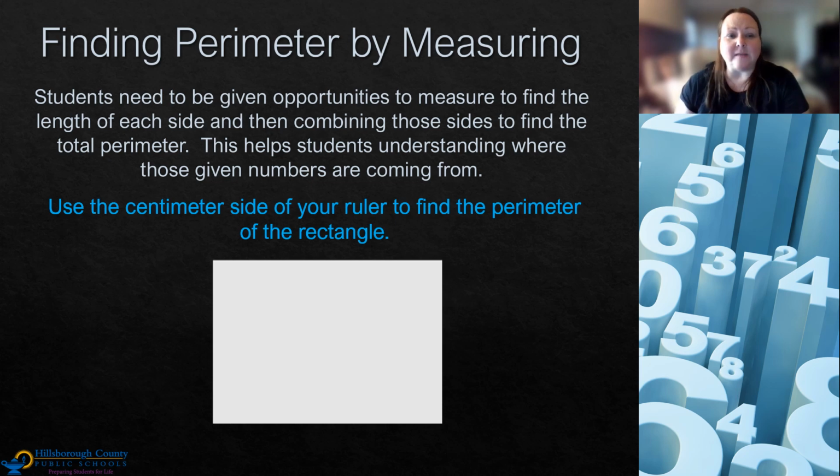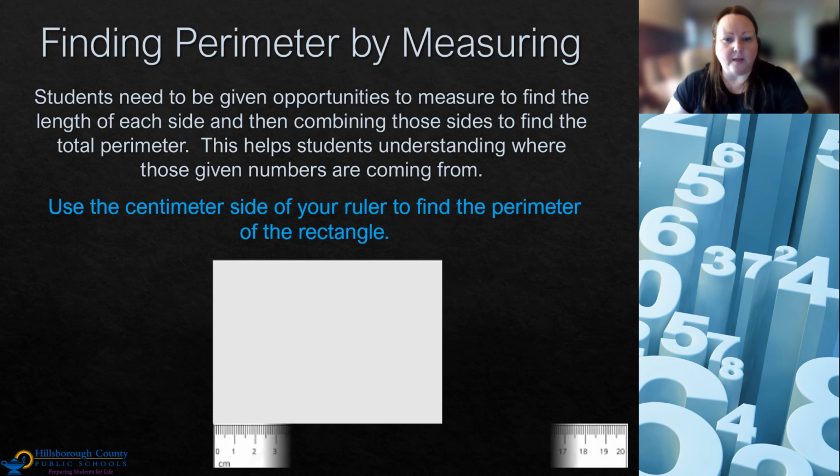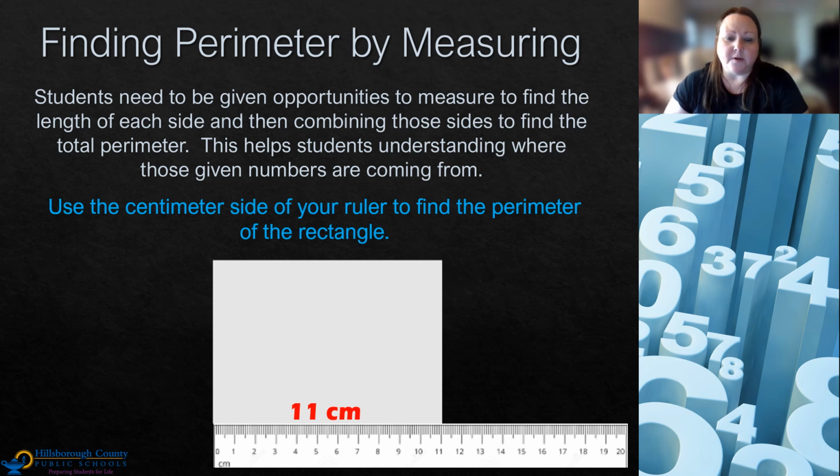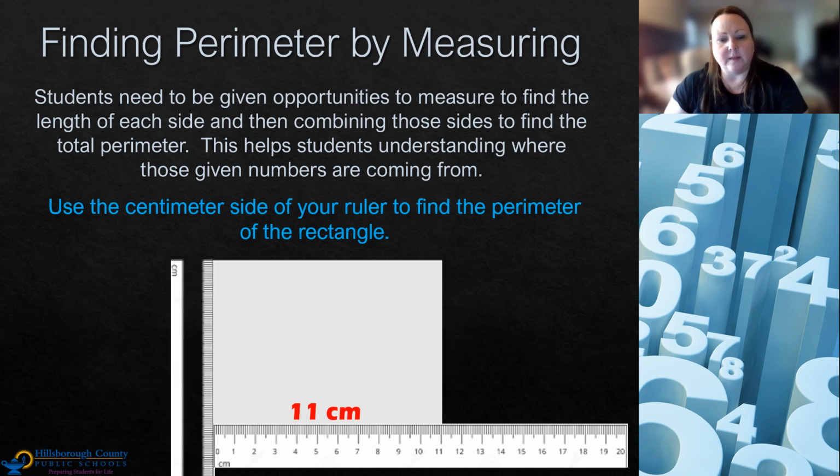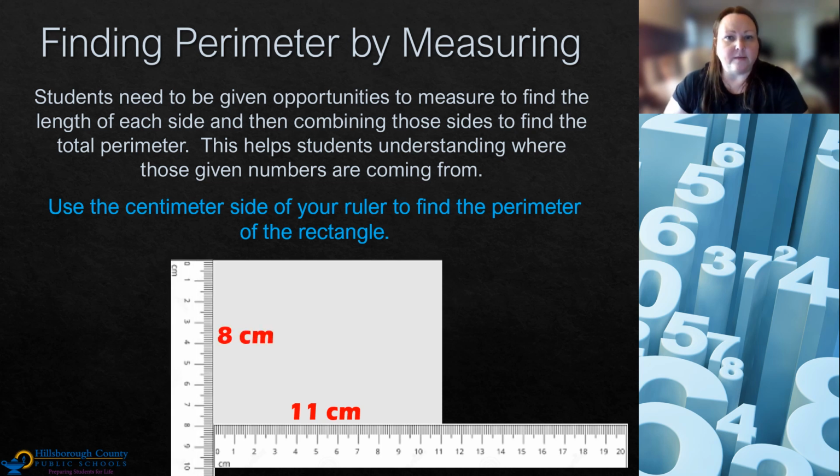So if the task was use the centimeter side of your ruler to find the perimeter of the rectangle, what might they do? Well, they're going to start by measuring the length, 11 centimeters. The width is 8 centimeters. Using what I know about the rectangle, I know if there's one 8, there's going to be 2 of them. And if there's one 11 centimeter side, there's going to be 2 of them. So now the total perimeter is 38 what? 38 centimeters.